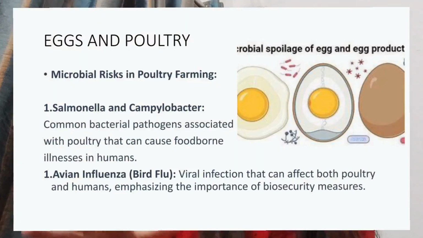Next, we are going to be talking about eggs and poultry. So, microbial risks in poultry farming: there are two very common bacterial pathogens, which are Salmonella and Campylobacter, which are associated with poultry-related foodborne illnesses in human beings. Next, we have bird flu, avian influenza. It's a viral infection that can affect both poultry and humans, emphasizing the importance of biosecurity measures.